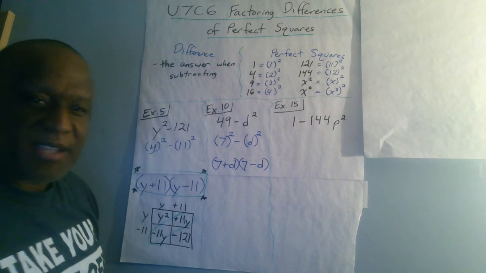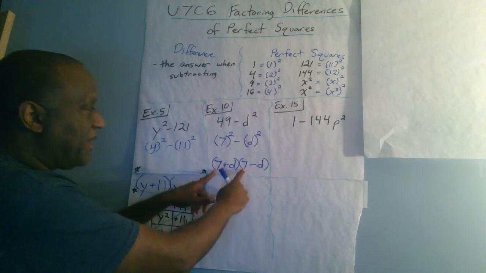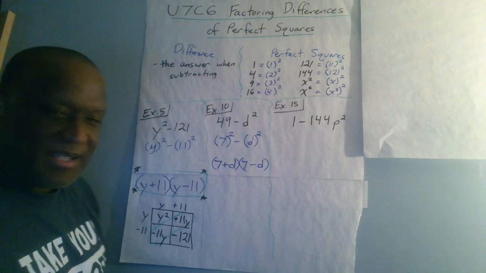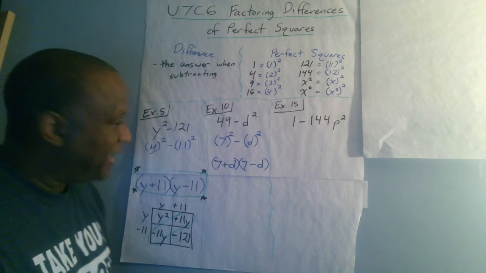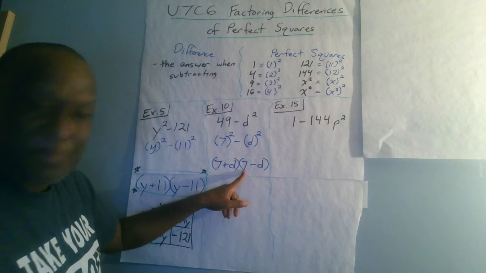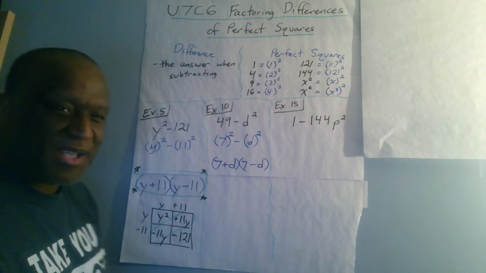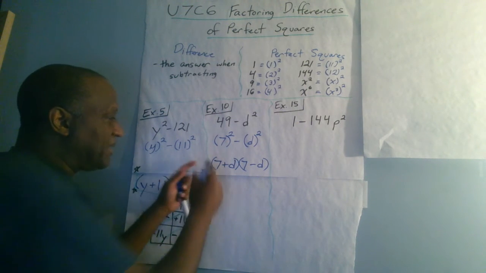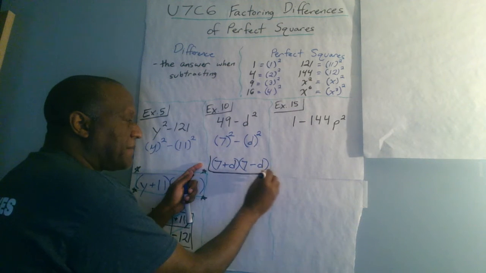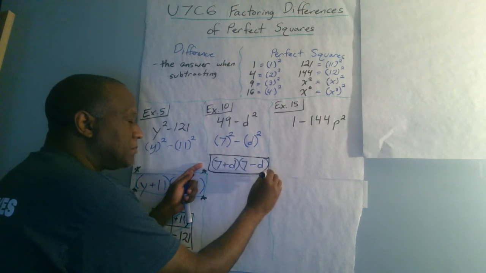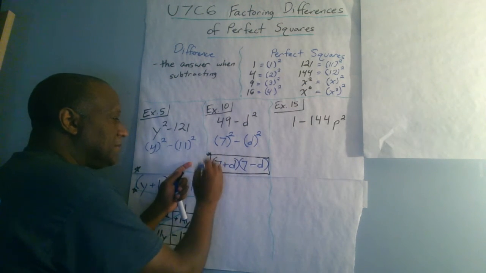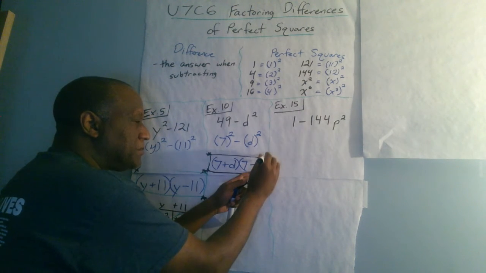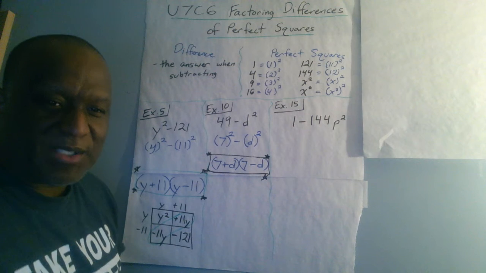And once again, check that for yourself, but you'll see we'll get a 49 when we do the box method, minus d squared. In the middle term, once again, you'll see will be a plus 7d and a minus 7d, which will cancel out. Go ahead and check that for yourself, and prove that these are the factors of 49 minus d squared.